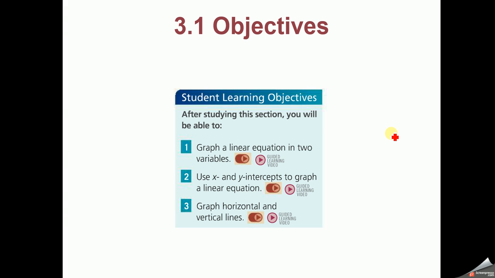Objectives for this section. First one is to graph a linear equation in two variables. Second one is to use x and y intercepts to graph a linear equation. Thirdly, graph vertical and horizontal lines.